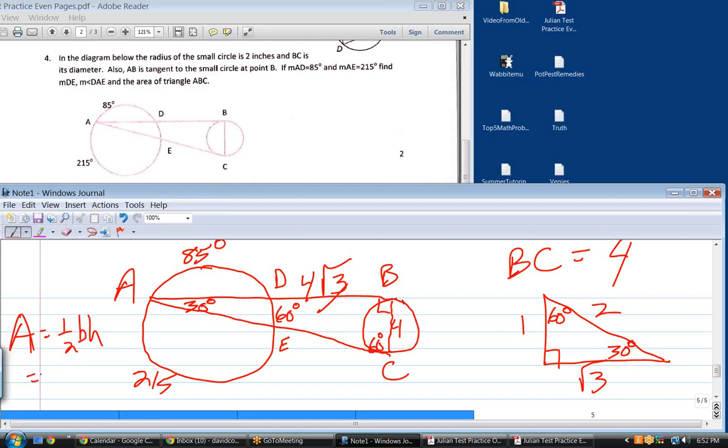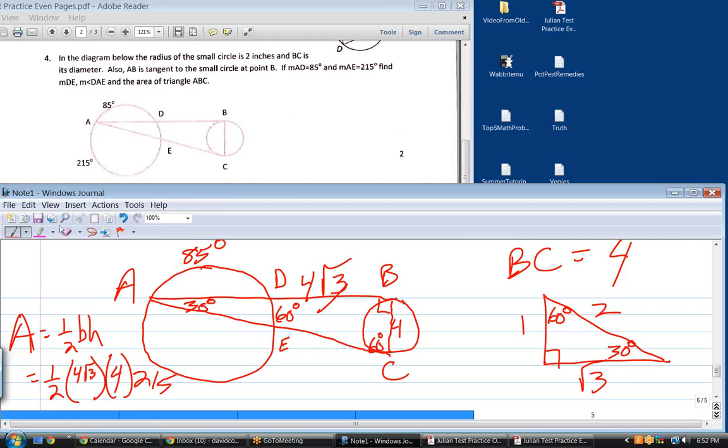So plug it in. What do we got? The base is what? The base is 4 root 3. 4 root 3, and the height? The height is 4. All of that is equal to what?